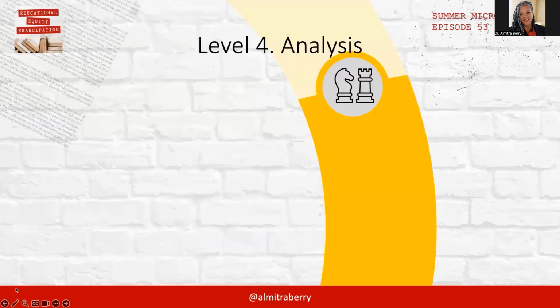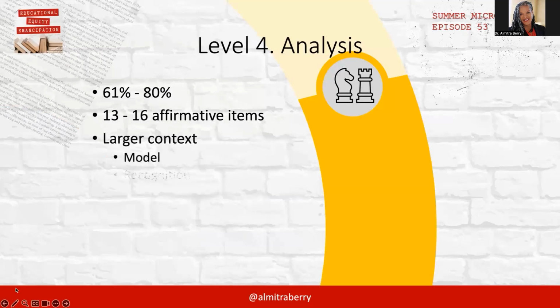Level 4 is a level of analysis. Here, you're looking at 61 to 80% as your score, 13 to 16 affirmative items in the assessment. When you reach this point, what you've succeeded at doing with your DEI initiative has become part of a larger context. You may be the model for a group of schools or even all schools. It could be that what you've done is helping to shape a strategic plan at a larger level.